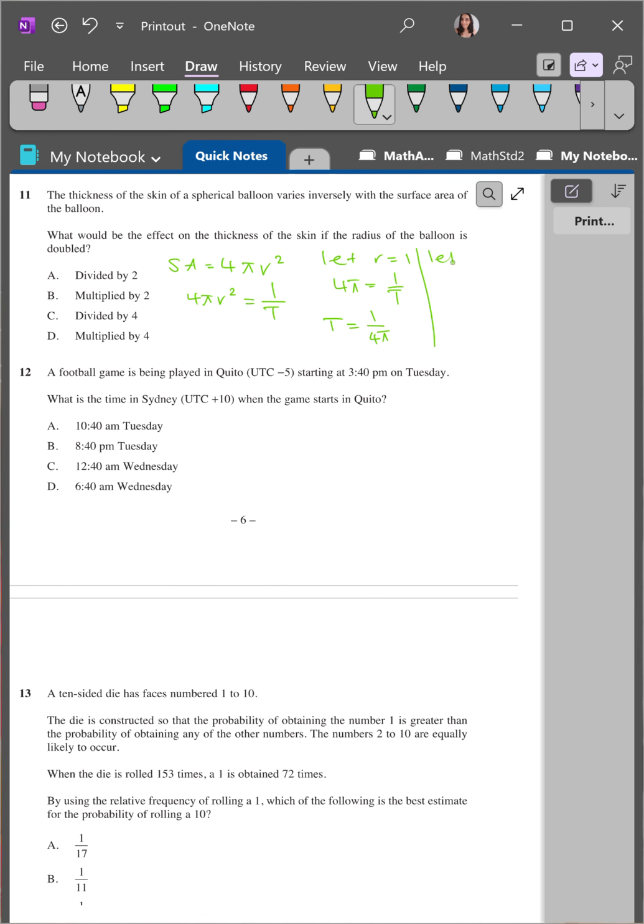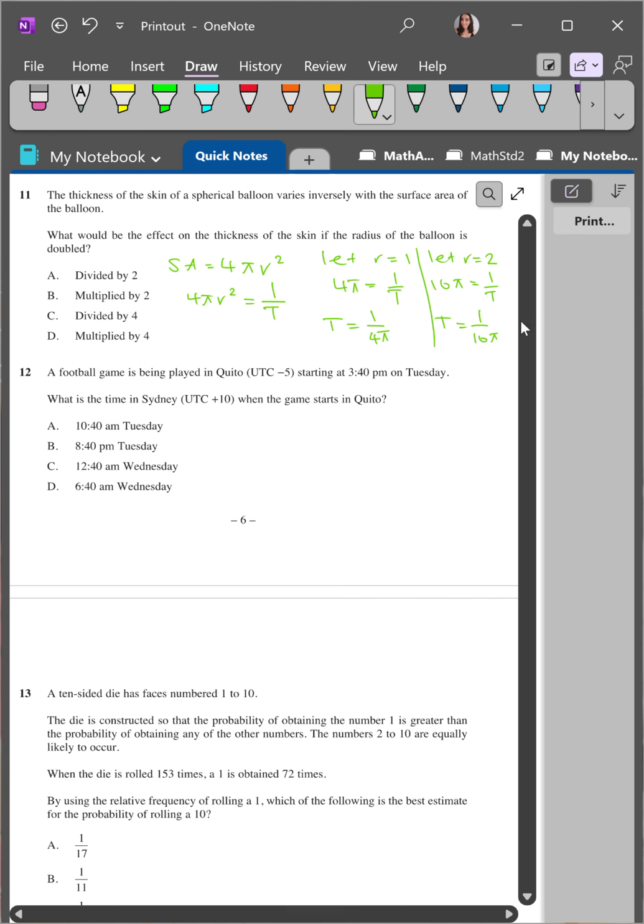So let's let r equal 2. So if that's the case, it's going to be 4 times pi times 2 squared, which is 4. So to simplify it, we have 4 times 4, which is 16. So 16 pi equals 1 on t. Rearrange it, t equals 1 on 16 pi.